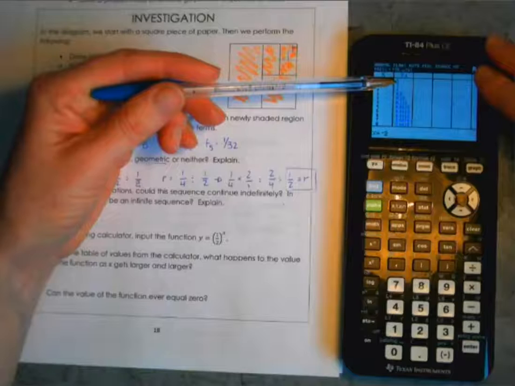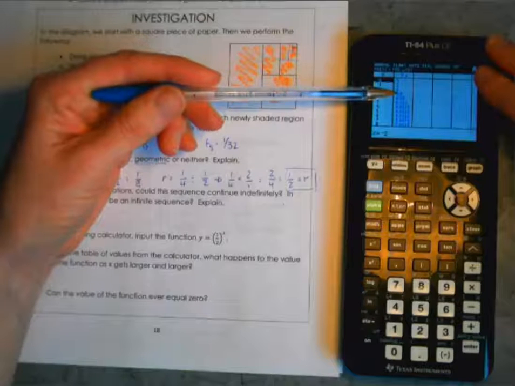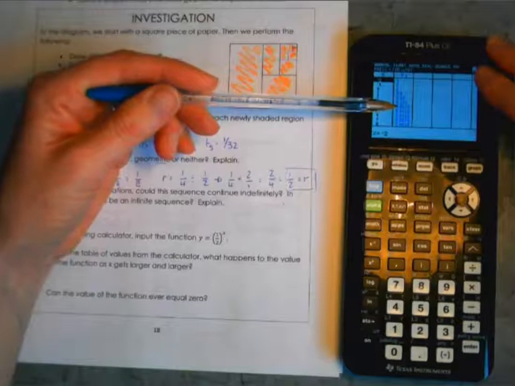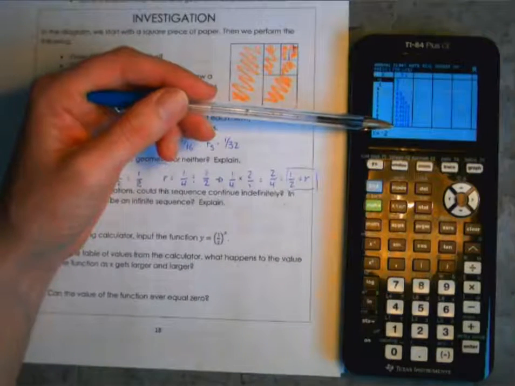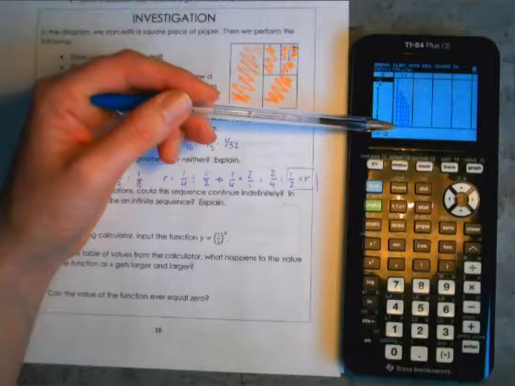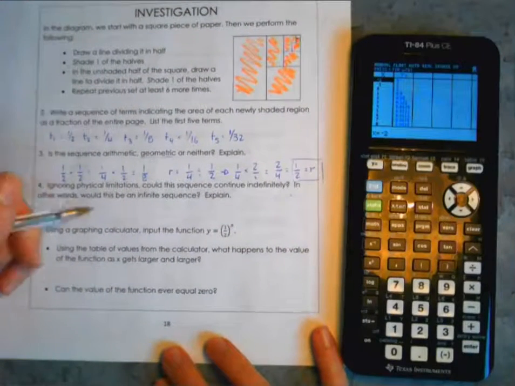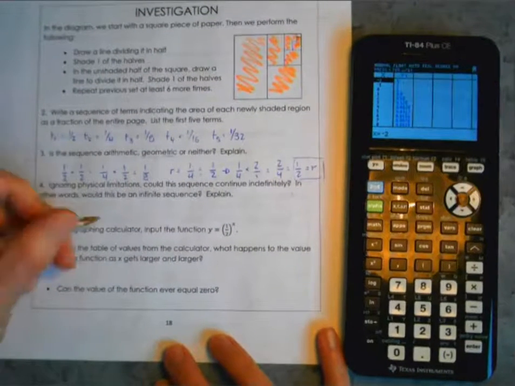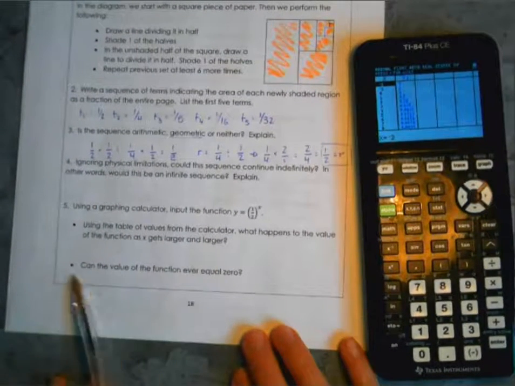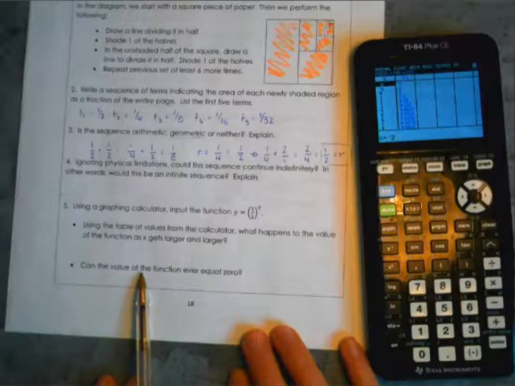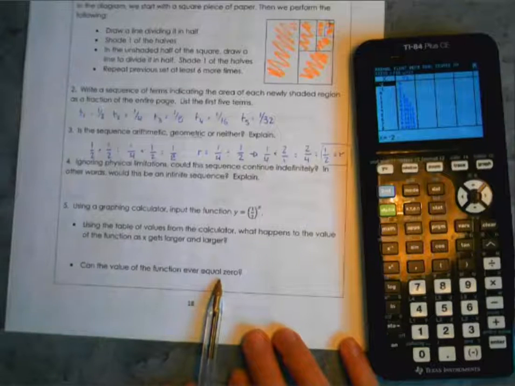Well, y starts at 4, 2, 1, half, quarter, eighth, 16th, right? So we're going smaller and smaller and smaller, down to like 0.0039. So basically we can say that y is getting closer to 0. Okay, again, I'm not going to write this all out because it's in the filled in notes. And can the value of the function ever equal 0?